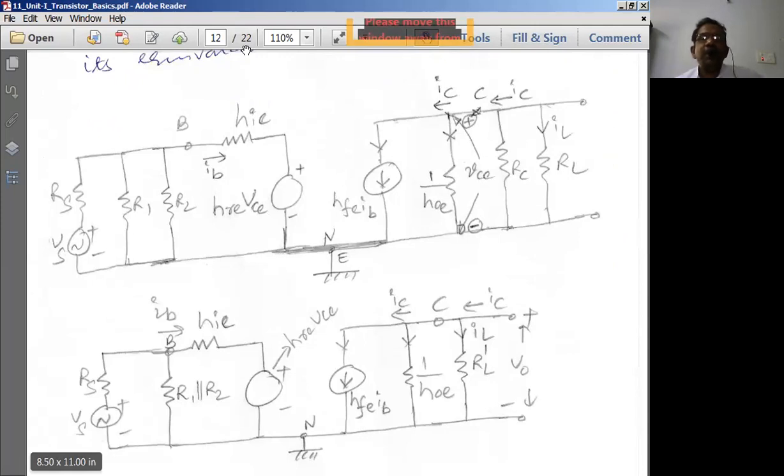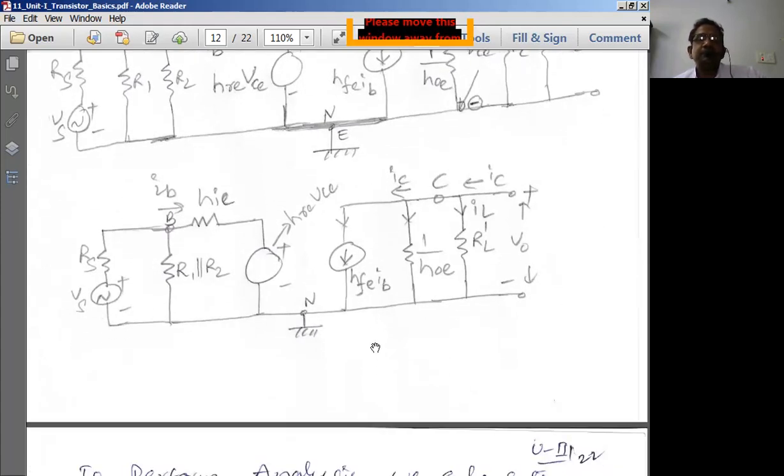So I'm simply replacing this transistor by this particular equivalent model. Apart from this model, everything is the same. All the output resistors are the same. What is between B and C is your transistor, and the physical transistor is replaced by the AC equivalent circuit. Internally, there will be an internal resistor called HIE, the internal voltage source is replaced by HREVCE, the internal current source is replaced by HFEIB, and the output impedance is replaced by 1 by HOE.